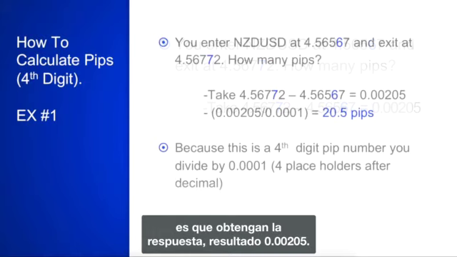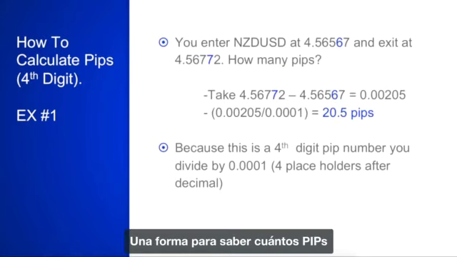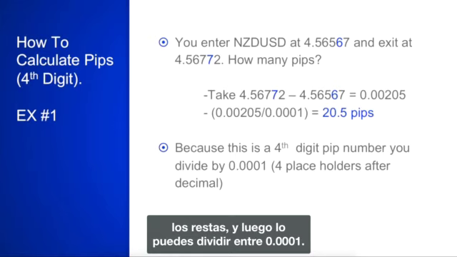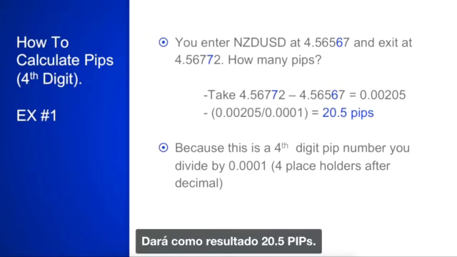Now, one way that you can find out how many pips was in this situation is you subtract them, and then you divide by 0.0001. That is going to equal 20.5 pips.